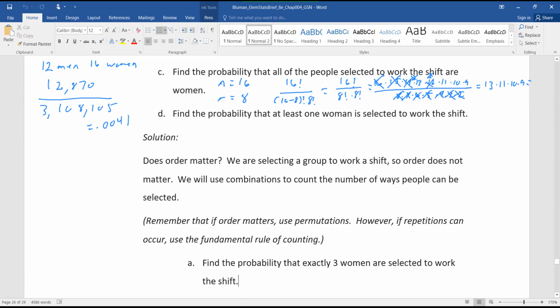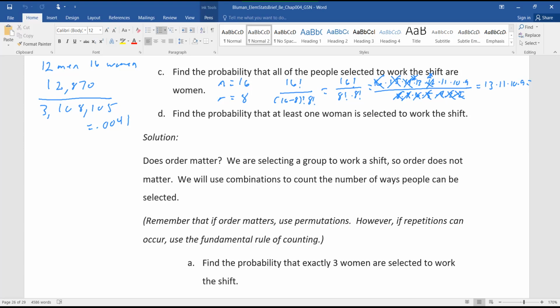So if we do the complement in this situation, it's a lot easier, because to figure out the probability of at least one woman, you would have to find the probability of exactly one, exactly two, exactly three, exactly four, exactly five, exactly six, exactly seven, exactly eight. Add all of those up as your numerator, divided by the 3 million number, which is your total options. That is a lot of work. That's 8 processes we're going to figure out. It'd be a lot easier just to figure out the probability of not getting a woman at all, which is the complement of at least one woman.